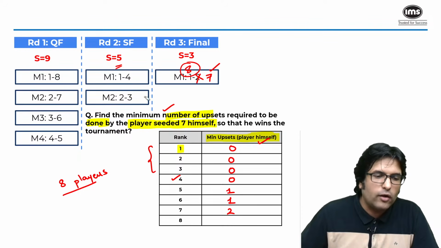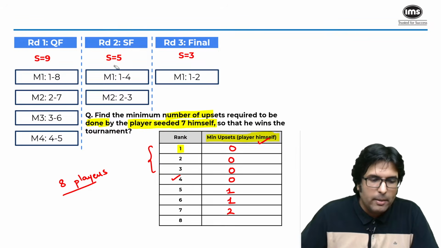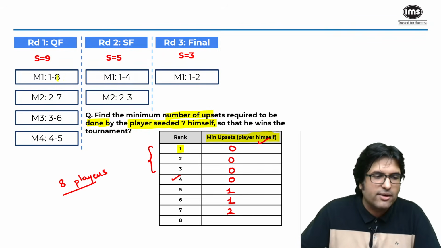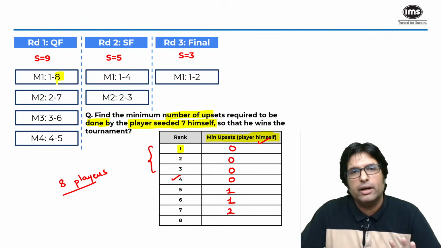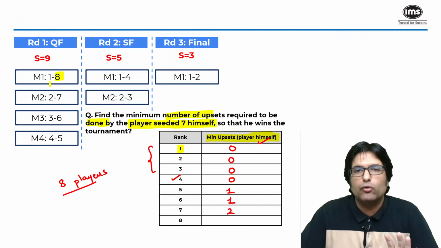Can I, without solving, say that player rank 8 would definitely require 3 upsets? Why? Because player rank 8, just observe, is the worst ranked player. In the entire list of 8 players, 8 is the worst ranked player. So whoever he faces would be an upset.